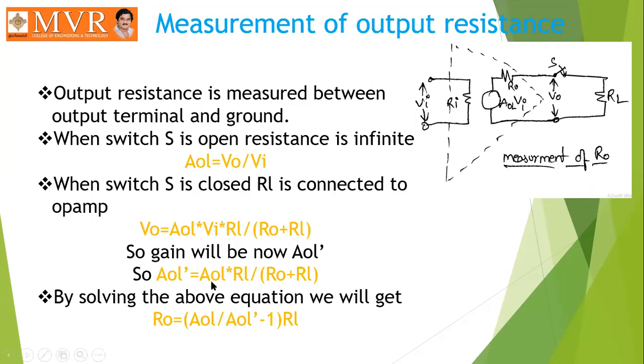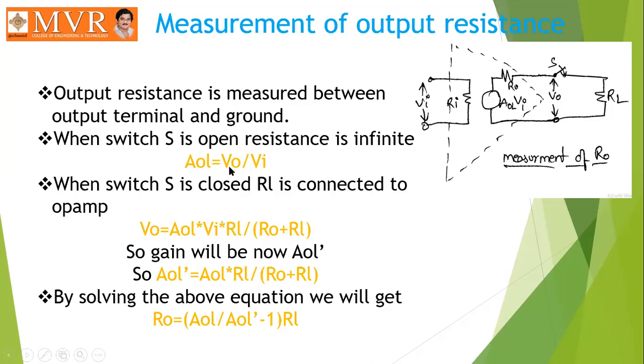So how to find this AOL and AOL dash? By opening the switch and measuring, we already know VI, and we are going to measure the V naught. So from this equation, we can obtain AOL. So here you can see this.